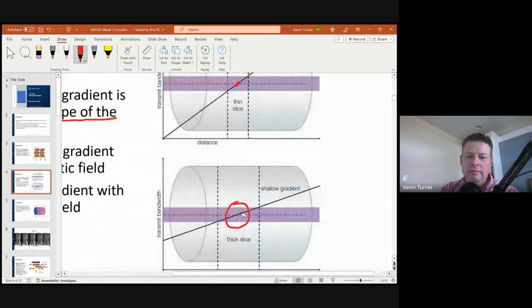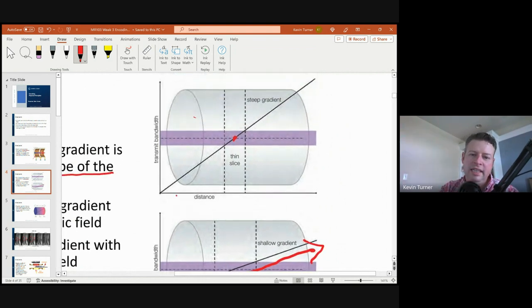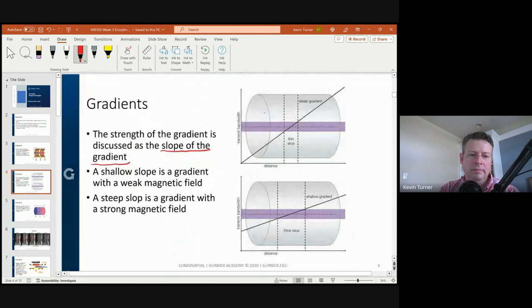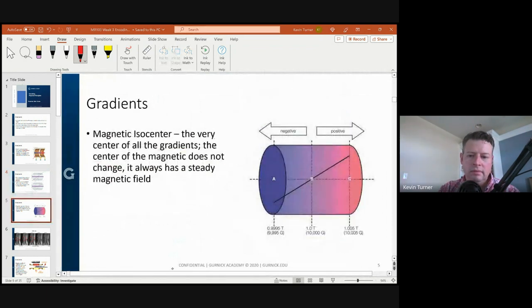So here is a shallow gradient. This line is showing that we're not changing the magnetic force very much. And then here is a steep gradient showing that we're doing a lot of change to the magnetic force. So why do we change magnetic force? Why do we care? We care because last week we talked about the Larmor equation, where we can determine the precessional frequency of protons based on the strength of the magnet. The stronger the magnetic force, the faster the protons move, the higher the precessional frequency.